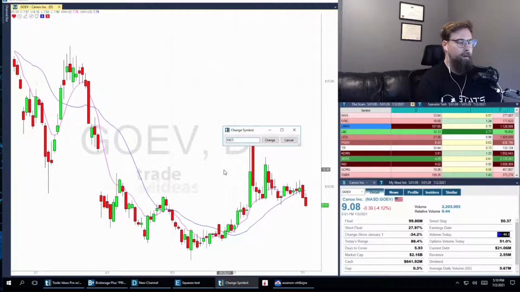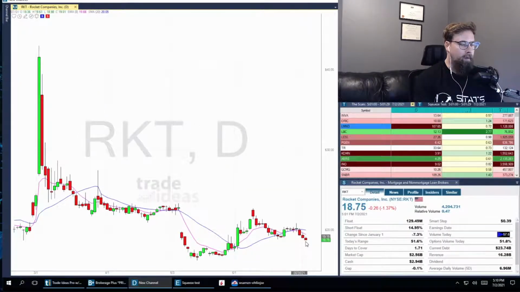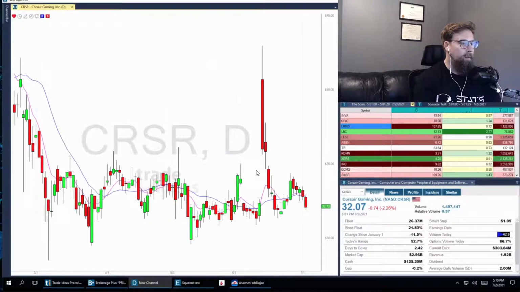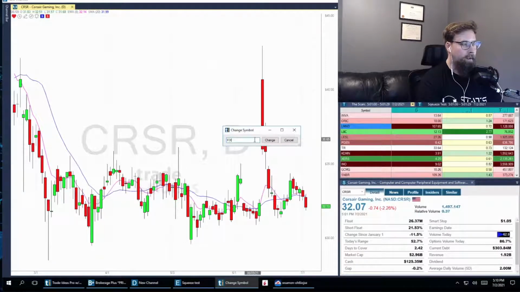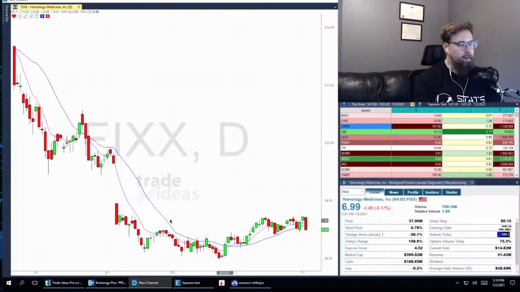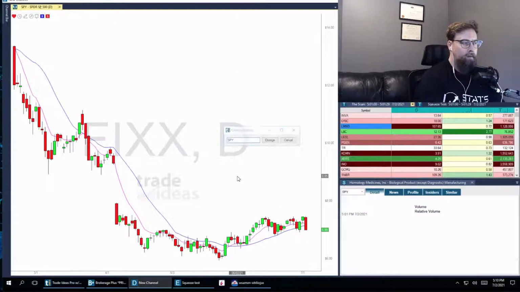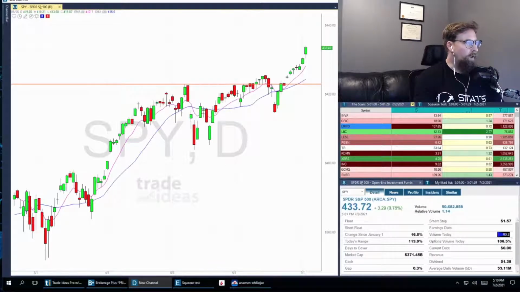Then there was Rocket. I know I didn't do anything with Rocket because it just fell out of bed, so we can ignore that. And CRSR, I know I didn't do anything with that. Basically, CRSR, I was watching it to break here, and it didn't, and then it broke down today, so I didn't do anything there either. FIXX was yesterday's. I haven't done anything with that, but yet this still longer term pattern still remains, which is crazy that all that's down and the SPY's up.